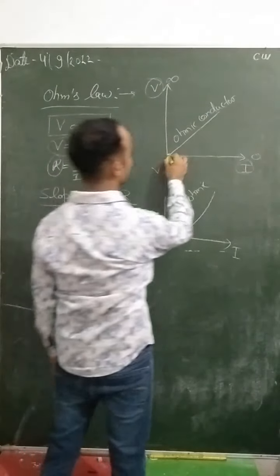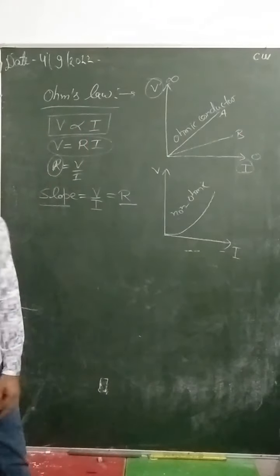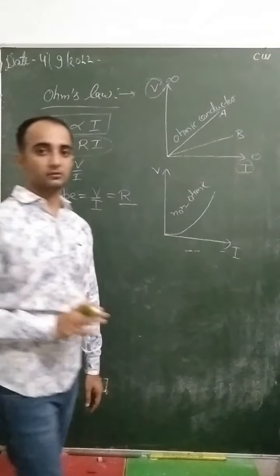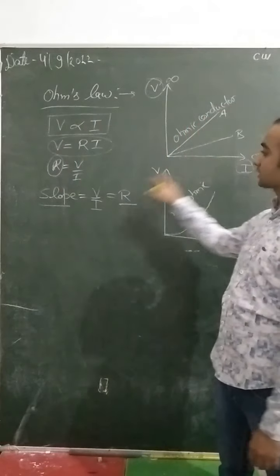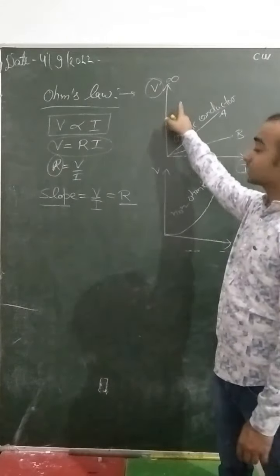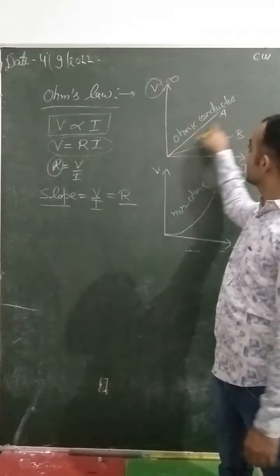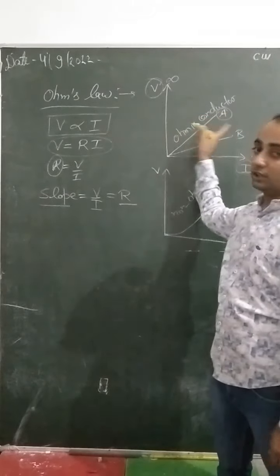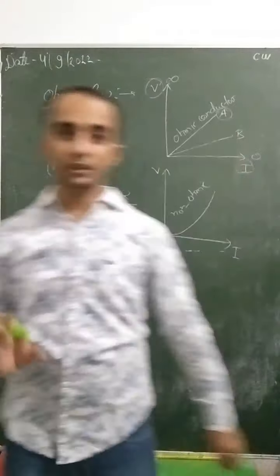If you take two conductors A and B, which conductor has more resistance? You can find it from this relation: slope is directly proportional to R. जिसका slope high होगा उसका resistance भी high होगा बेटा. तो slope किसका high है? For A, so A has greater resistance.